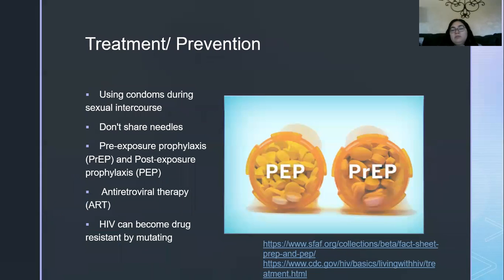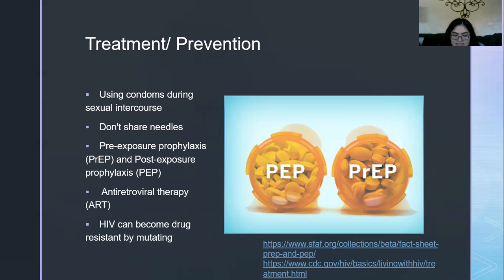Let's talk about treatment and prevention. One prevention method is using condoms during sexual intercourse. You can also not share needles. That's probably a really big, easy thing you can do: never share a needle with somebody. There are also HIV preventative medications. There is pre-exposure prophylaxis, also known as PrEP, and post-exposure prophylaxis, also known as PEP.